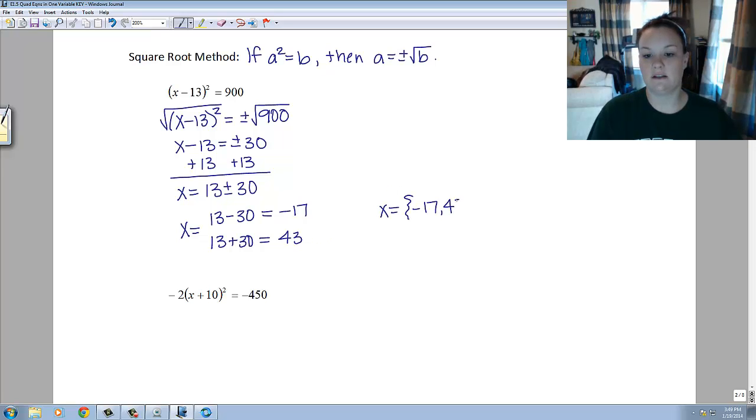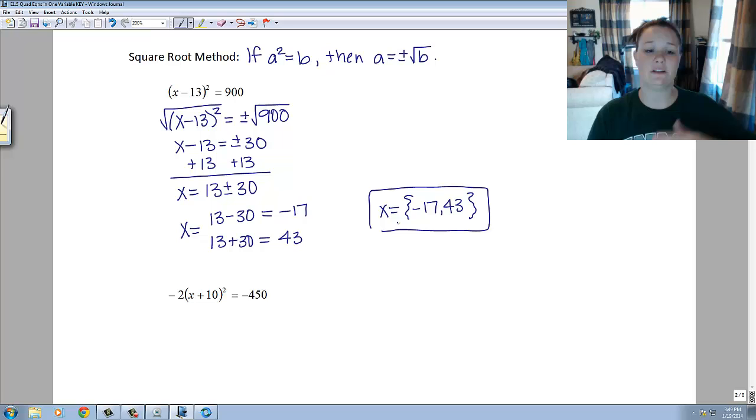Okay, and it makes it a little bit easier than having to square out the quantity x minus 13 by doing x minus 13 by x minus 13 and then move the 900 over and then have to factor or use quadratic formula. If you already have a squared item, or a squared quantity, this is usually the easier way to solve it. So let's look at this next one.